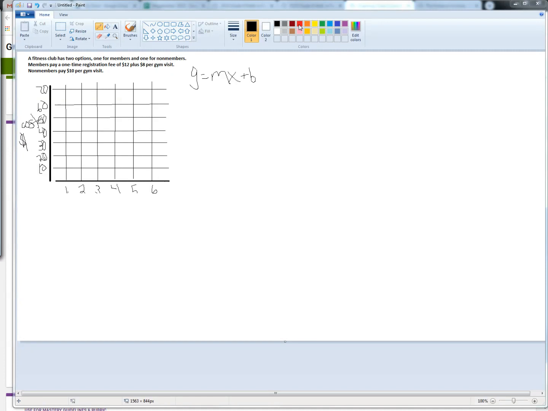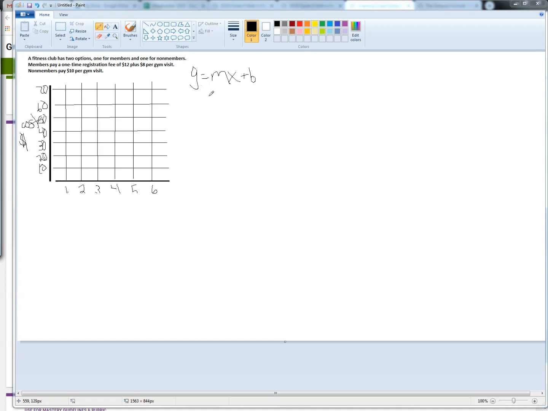This is Graphing Linear Systems of Equations, Part 7, the Fitness Club. A fitness club has two options, one for members and one for non-members. Members pay a one-time registration fee of $12 plus $8 per gym visit. Non-members pay $12 per gym visit.